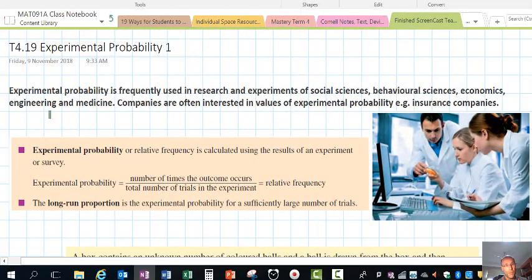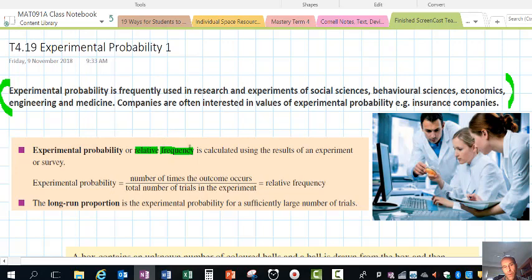Experimental probability is frequently used in a lot of areas, and you can see in that opening sentence, by pausing the video and reading it, that it gets used quite a lot in our society. So it's a concept that is very relevant, and it links to some of the things you've studied already about probability. Experimental probability has a second name. Make sure you note that it's also known as relative frequency. So they mean the same thing.